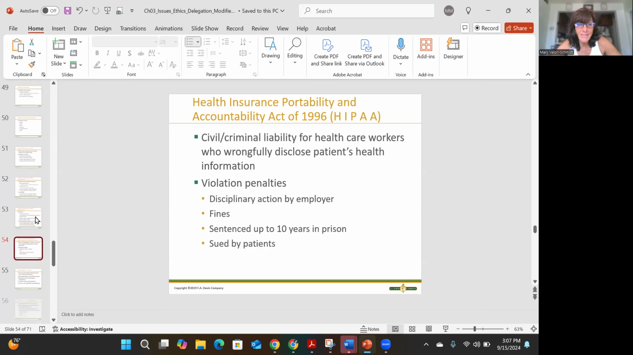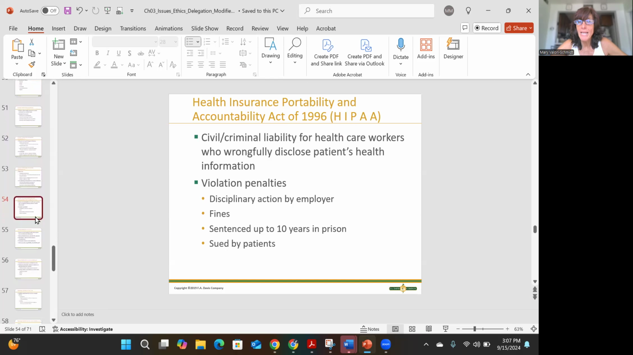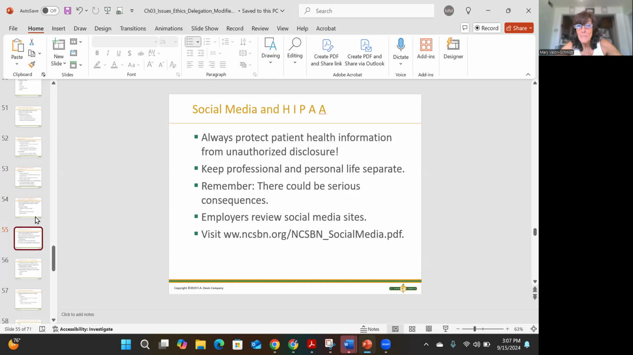And then we're getting to the end. HIPAA, not like a hippo, HIPAA, Health Insurance Portability and Accountability Act of 1996. The government imposes civil and criminal liability for healthcare workers who wrongfully disclose a patient's protected health information. And the penalties can be steep, up to 10 years in prison, millions of dollars, lawsuits, right? It's not anything to laugh about.